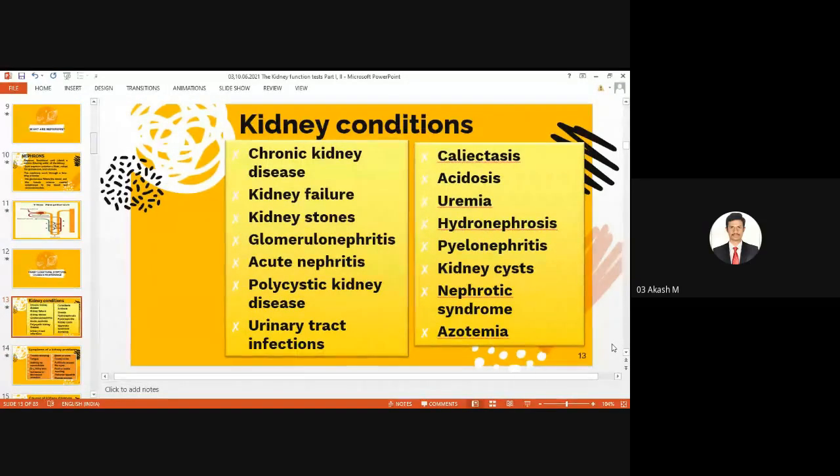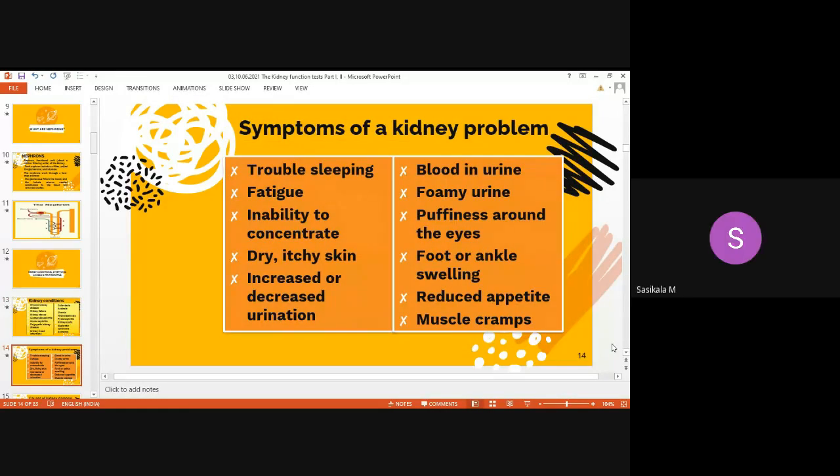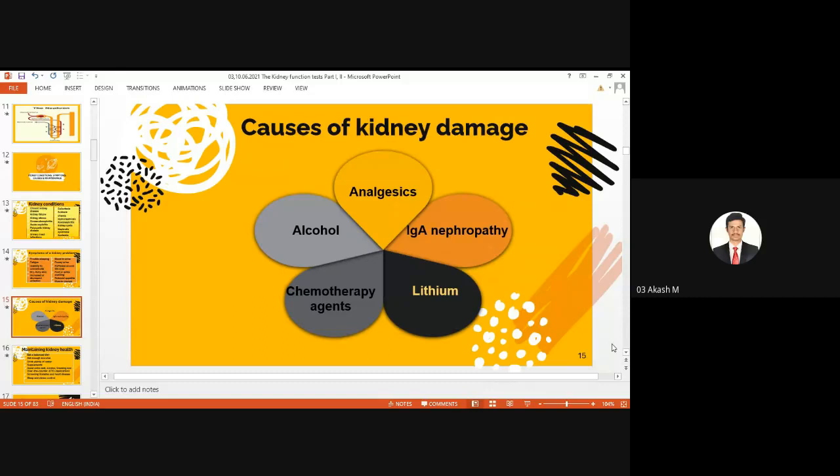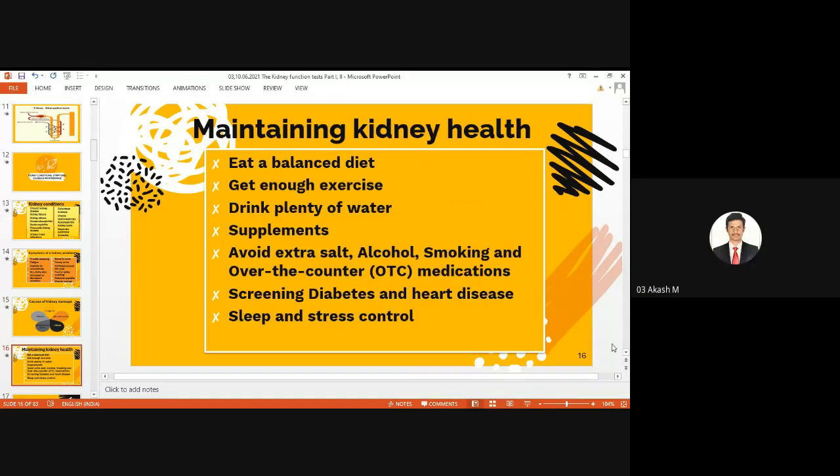Kidney conditions, for example, chronic kidney failure, acute glomerulonephritis, nephritis, urinary tract infection, etc. Then causes are due to alcohol consumption, lithium, chemotherapy agents, etc. So about maintaining kidney health: by getting enough exercise, drinking plenty of water, avoiding extra salt, alcohol, smoking, and sleep and stress control, etc.